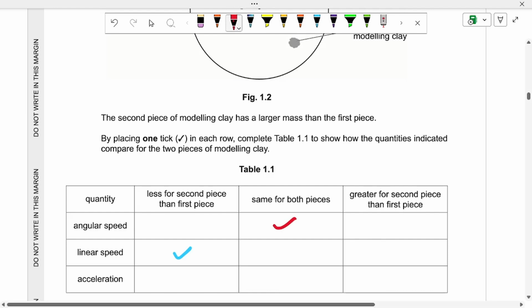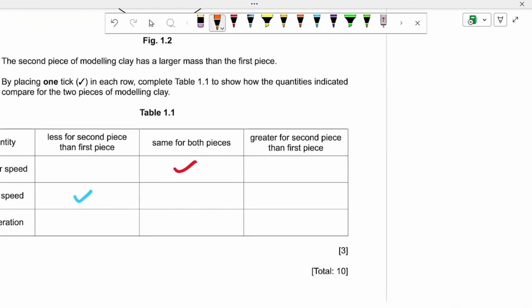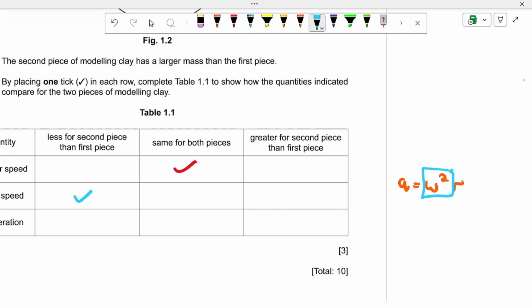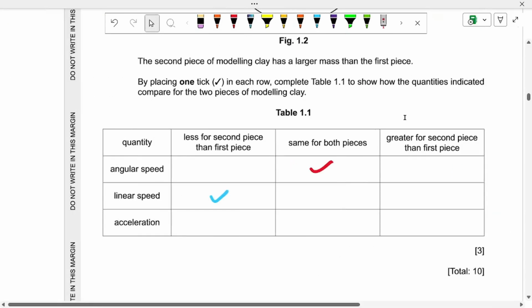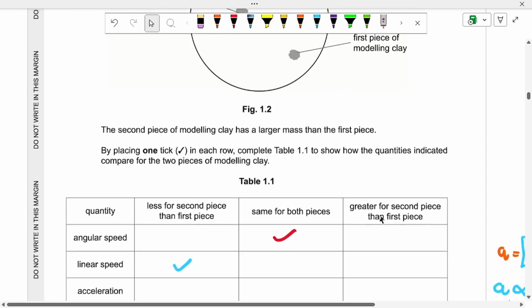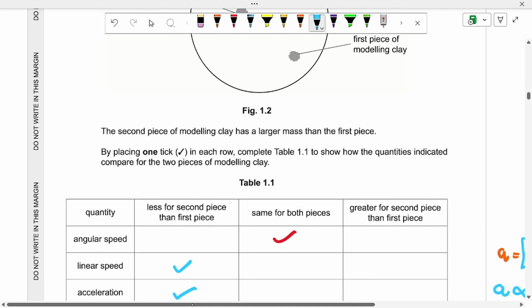Then the acceleration has a certain relationship. Remember, I said omega is constant. So I know a relationship that tells me that a is equal to omega squared r. So if this is constant, after I've made my relationship, I can see a relationship between a and r. I can see they're directly proportional. So the second one has a smaller radius, so it's going to have a slightly smaller acceleration. Smaller radius, smaller acceleration. So I'm going to put a smaller acceleration. I hope that makes sense.